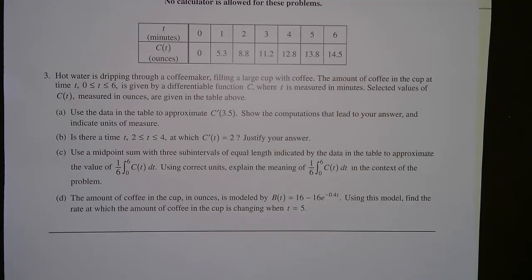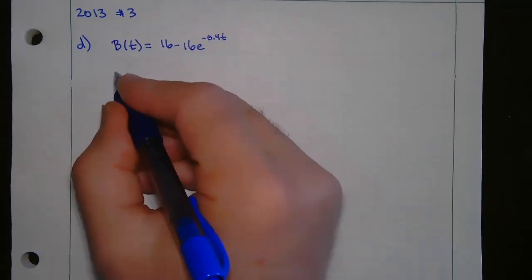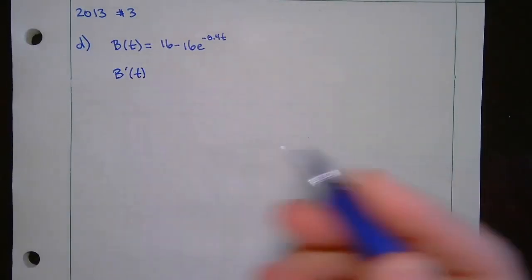Using this model, find the rate at which the amount of coffee in the cup is changing when t equals 5. So we want the rate at which the amount of coffee is changing. That's a derivative, right? So we have to find the derivative of b of t, and then put in 5, because they're asking for a specific time. I wrote the b of t function on my paper. So we want b prime of t, the rate at which the amount of coffee in the cup is changing for any time value.